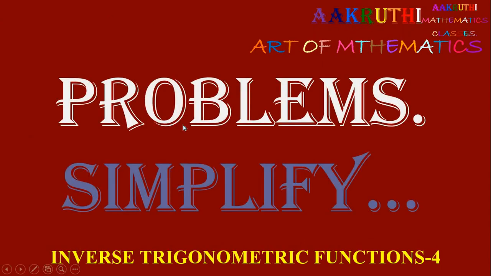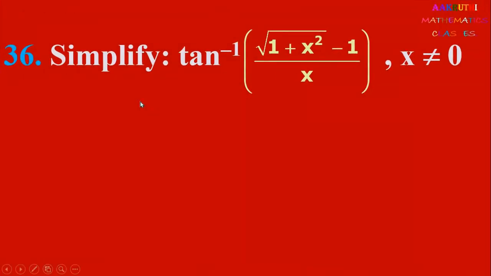So next problems, it is to simplify. So we have to simplify the given problems. First one, simplify tan inverse of (root of 1 plus x square, minus 1) divided by x, when x is not equal to 0. Now here also we simplify using the substitution method. Now here we have 1 plus x square and here we have the identity 1 plus tan square theta. So 1 plus tan square theta is secant square theta, so we can substitute x equal to tan theta.